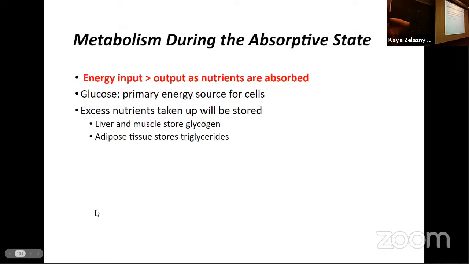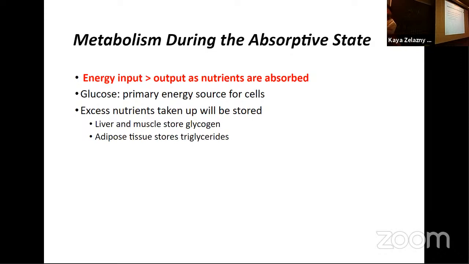We're going to start with the absorptive state. In the absorptive state, by definition, we have more energy input, and by input, I mean into your body. So this is the eating one. You're going to have more energy input into your body than output, than is used by your body. So you're absorbing nutrients from your food and you're storing them. You're not using very much energy. You're just kind of sitting around.